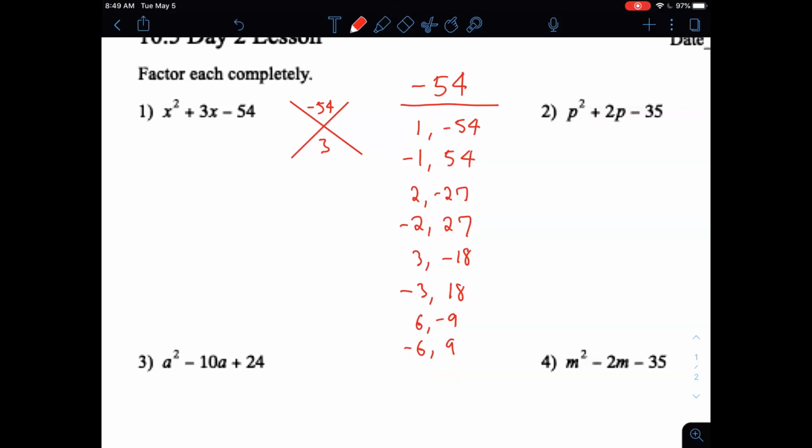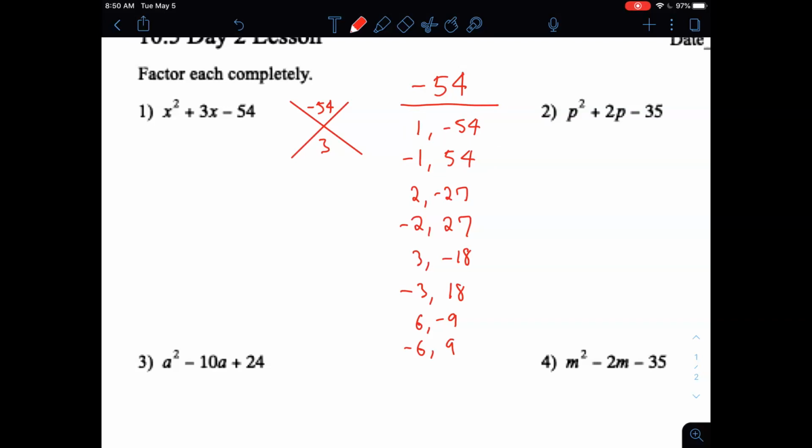Okay, so this first one was kind of tricky because there's a lot of factors. We need to find which of these is going to add up to positive 3. So here's a trick for you. If this number down here is pretty small, the numbers have to be pretty close together. What I mean by that is 1 and 54. What's 1 plus negative 54? That's going to be negative 53. That's really far apart. And negative 1 plus 54 is positive 53, which is way far apart from 3.